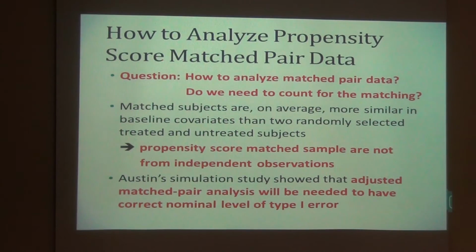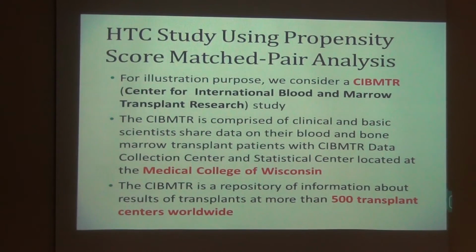So here means we need to make some adjustment. For all the other methods, the regression is relatively simple, but the matched pair is hard to analyze, a little bit more work. So here I will go slow on how to do this, using a bone marrow transplant study, okay?